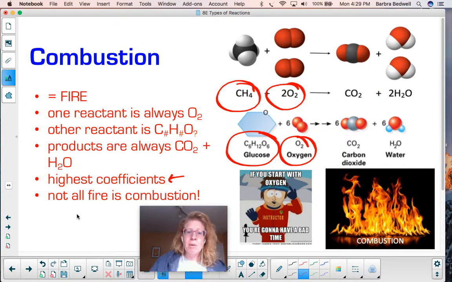And then again, I want to remind you that not all things, like when you're burning, say, fireworks, for example, that's a different type of a synthesis reaction, really, rather than a combustion reaction. So it's a slightly different style. So again, combustion is actually really straightforward. It's always something carbon and hydrogen plus O2 produces CO2 plus H2O every single time.